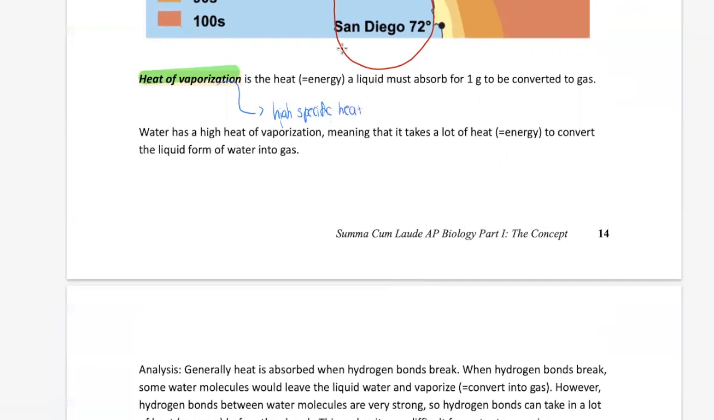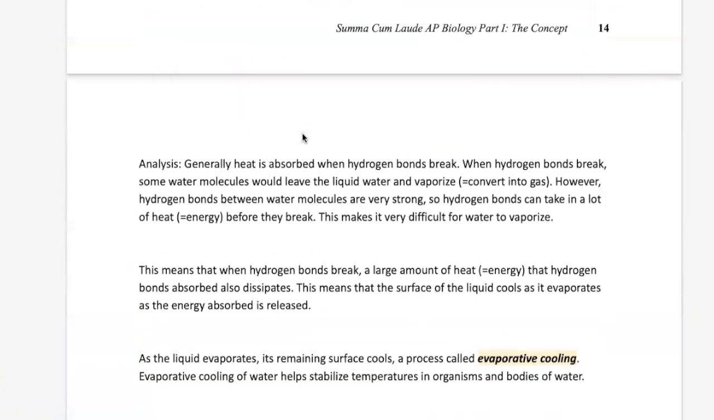So heat of vaporization is the heat or energy a liquid must absorb in order for 1 gram of it to be converted to gas. So it essentially defines how much heat we need to vaporize something into gas. So water has high heat of vaporization, meaning that it takes a lot of heat to convert the liquid form of water into gas. So it's the same thing.